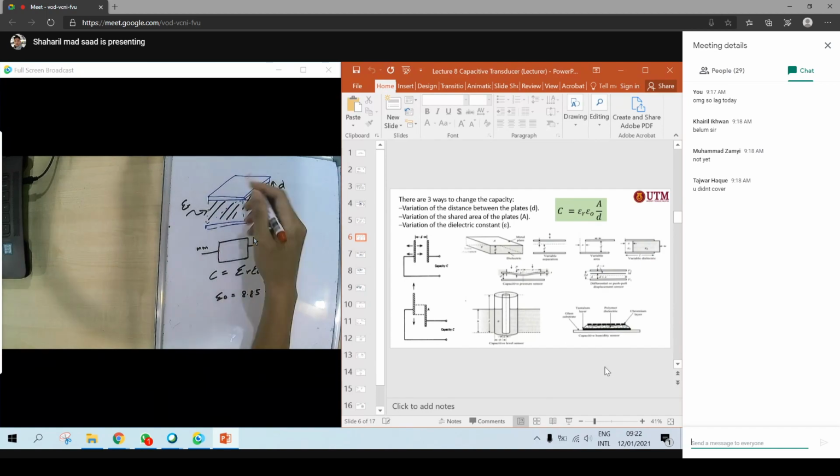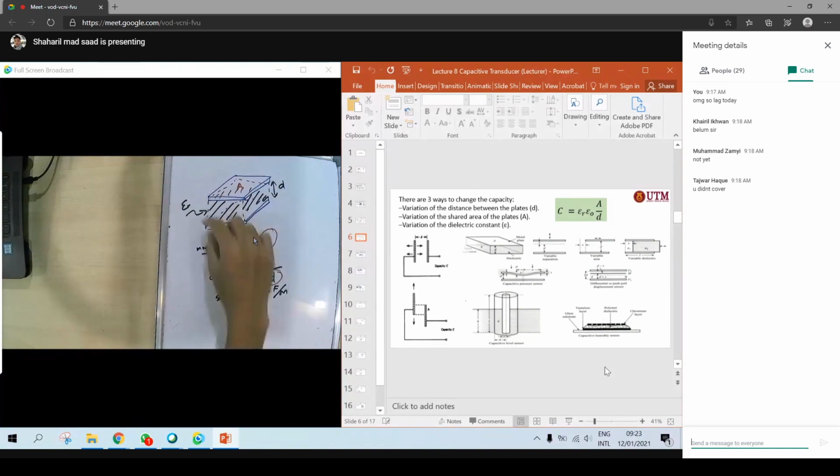The other one is you can play around with the area. So this is the area, right? This is the area that is connected to the dielectric. So this one is area A. And then you can also play around with the dielectric constant. So there are three variations depending on the application, right? This shows that you play around with the distance. This one you play around with the area, and this one you play around with the dielectric constant.